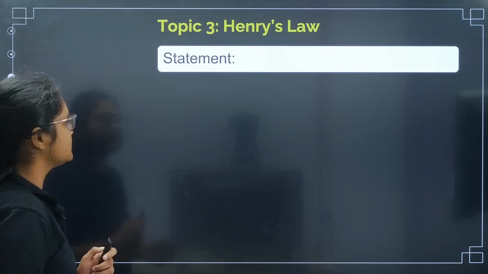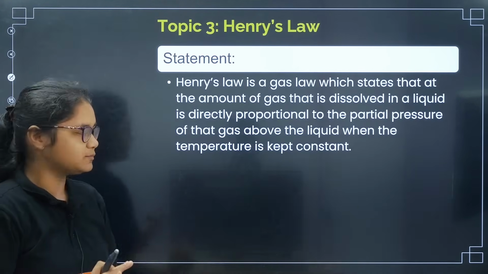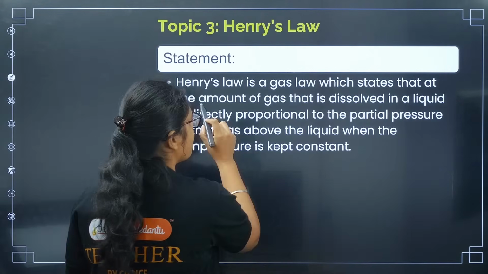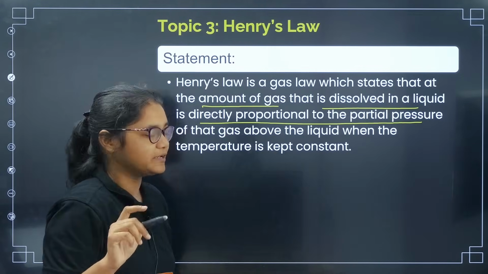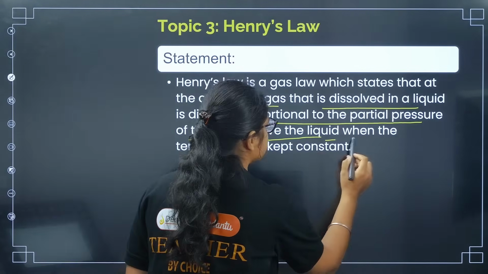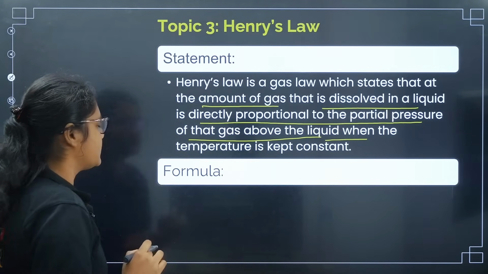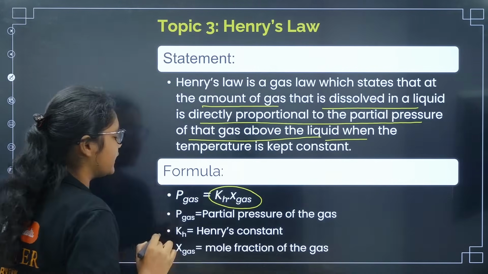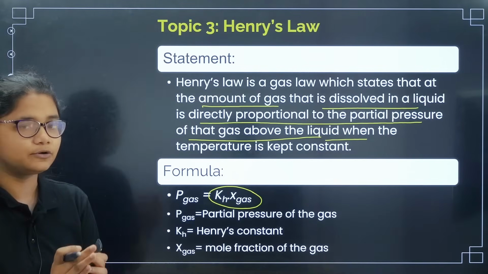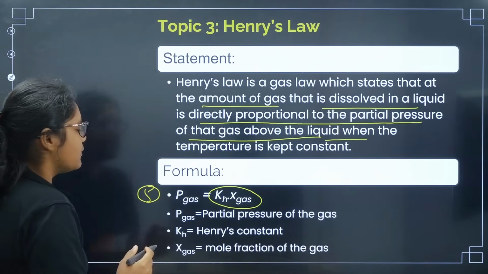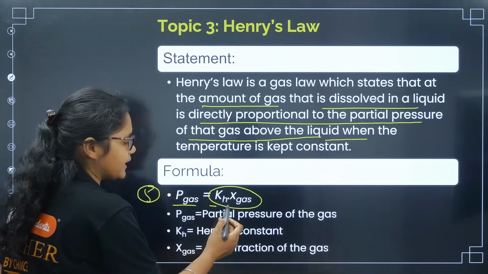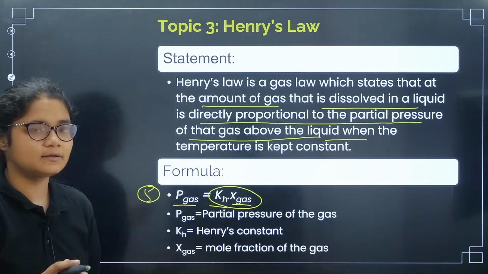Henry's law. What does the statement say? You need not remember it at this point of time, you just have to know that the amount of gas that is dissolved in a liquid is directly proportional to the partial pressure of that gas above the liquid. The expression is very important. P of the gas is equal to kH into mole fraction of the gas. Formula number 5. P is the partial pressure, kH is the Henry's constant, X of the gas is the mole fraction.